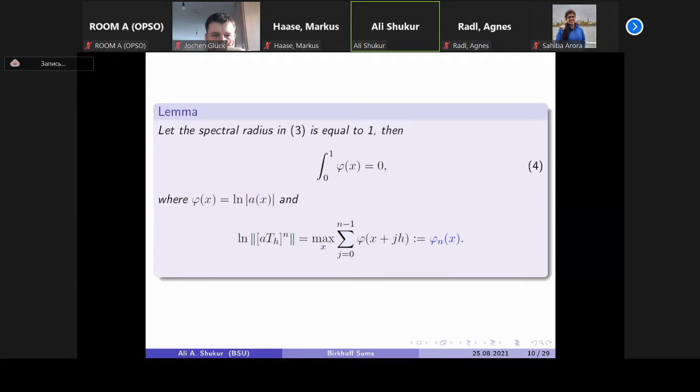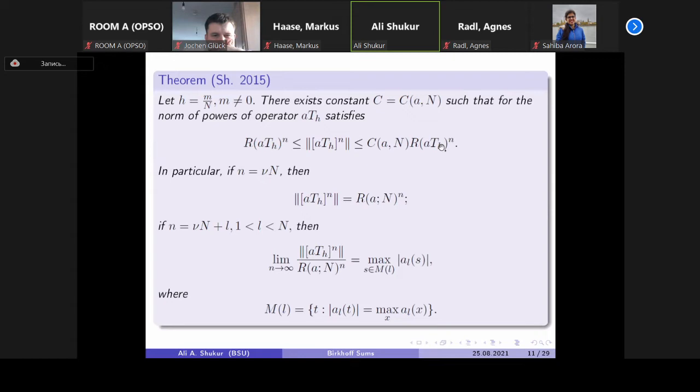I don't know if I'm quick or not, but I will continue. So if we have a rational number, the norm of the powers of the weighted shift operator is located in this inequality, between the spectral radius and this, and you see here some result related to this fact.